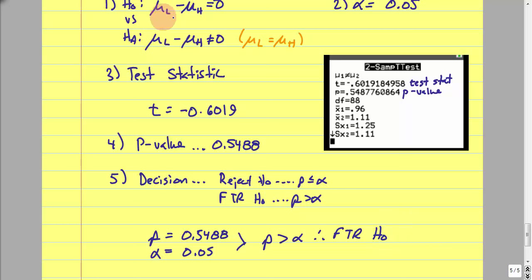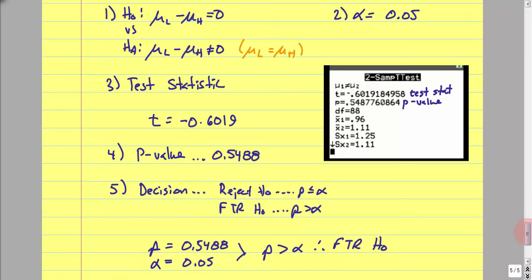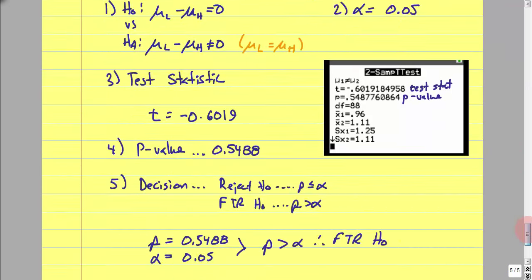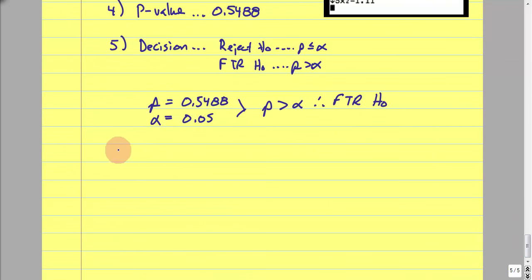So if I fail to reject HO, that means I have support that the two averages are equal. So again, I'm looking at a low protein diet and a high protein diet, and I'm looking at the difference in their growth. And what this is saying is it doesn't look like there's a statistically significant difference in the average growth rate based on the diet. So that would be part 6 here, my summary.